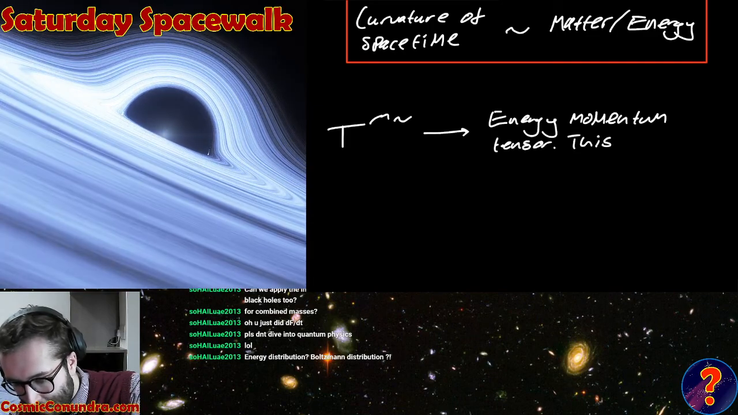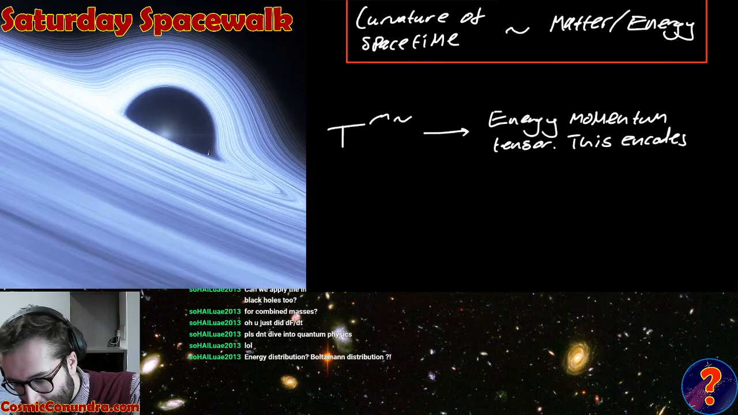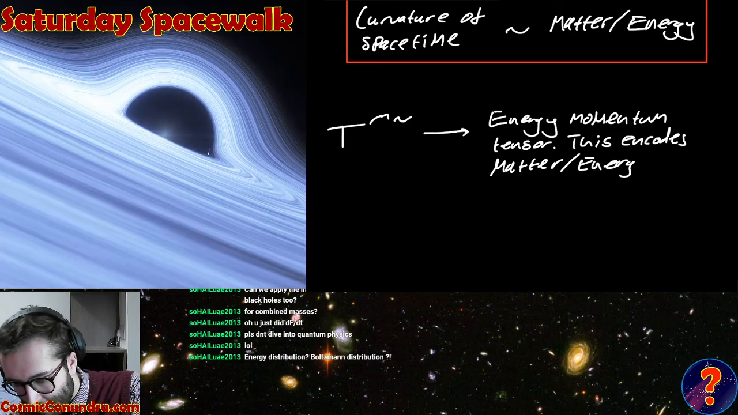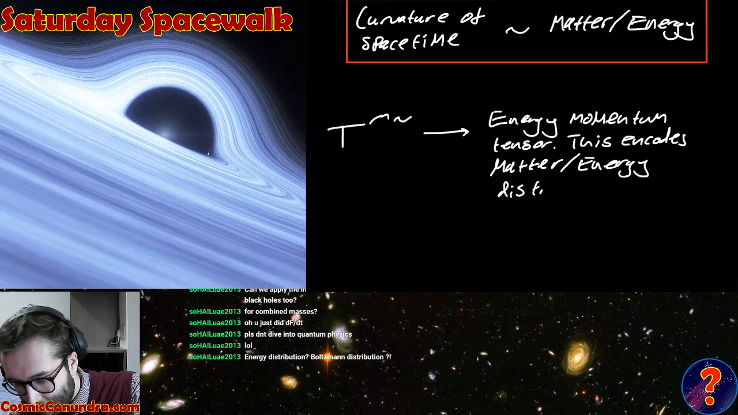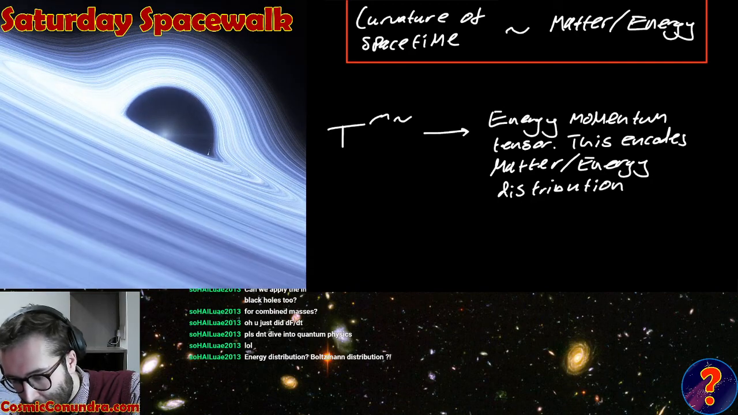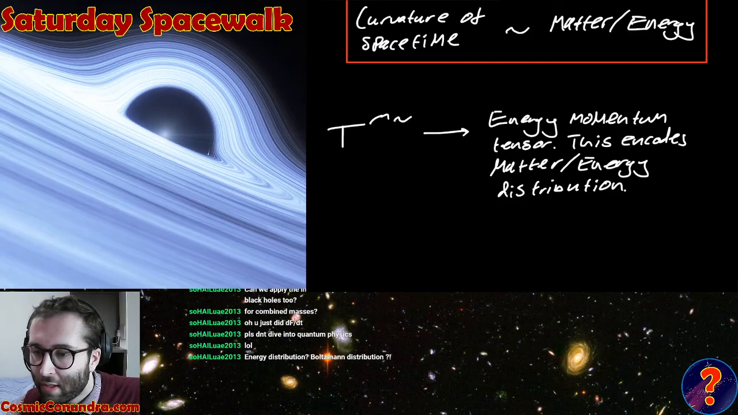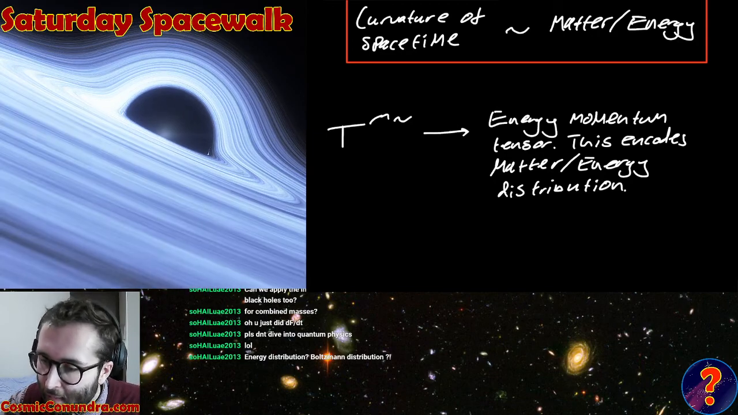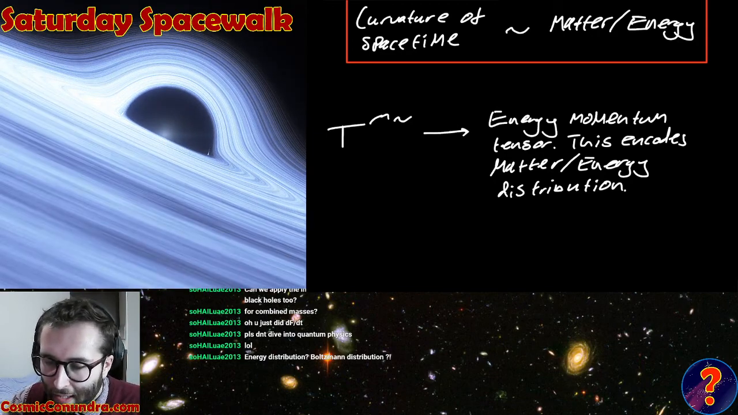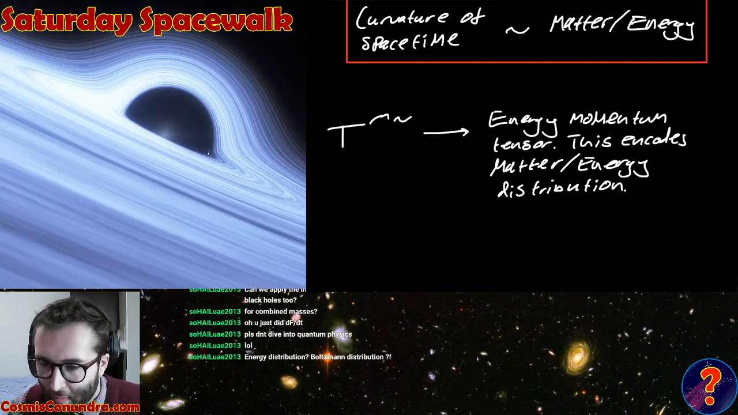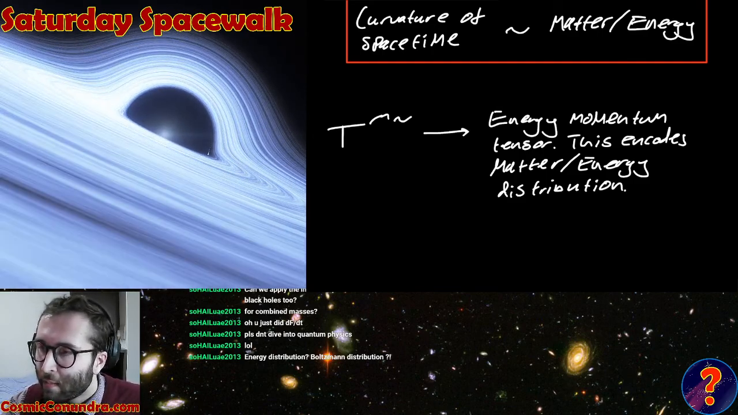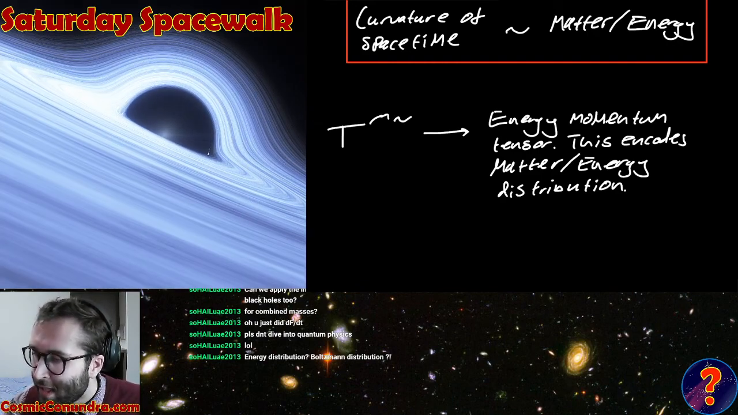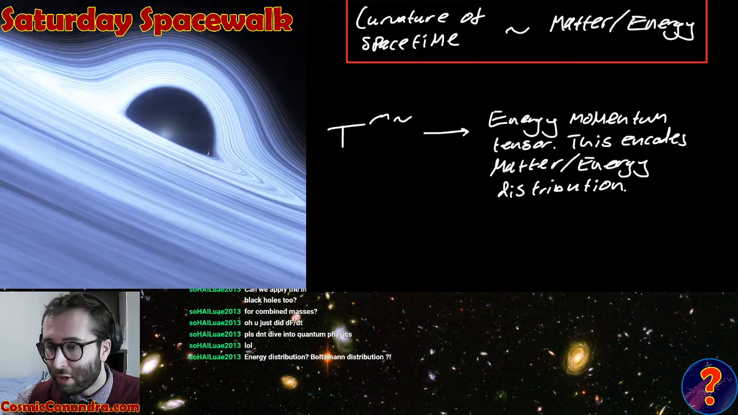And this encodes within it matter and energy distributions. This is how we describe energy distribution. Well, no, not like a Boltzmann distribution. That's about how the energy of individual particles is distributed. If you have a very large number of particles, the Boltzmann distribution tells you what speed you expect a certain fraction of the particles to take. This is more about, when I say distribution, I mean how the matter is distributed through space.